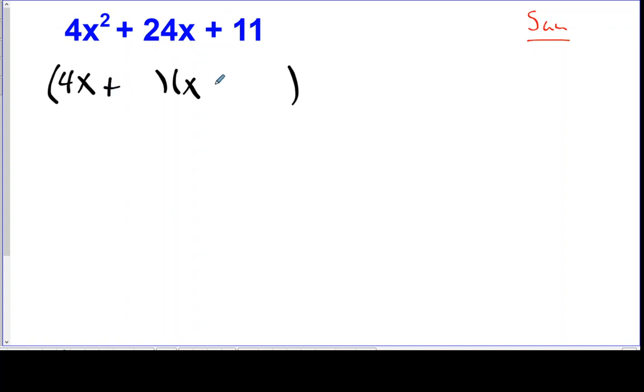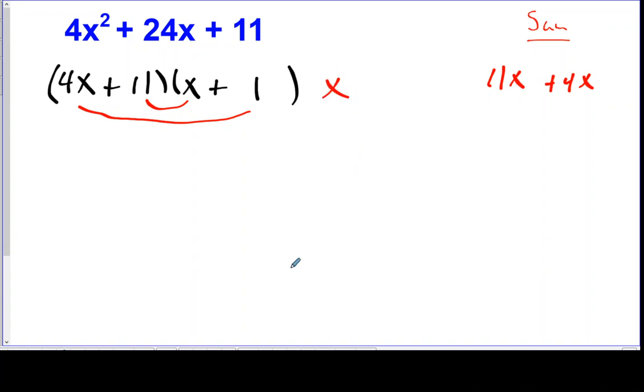That's your clue telling you that both of these have to be positive. And now just think, what are the factors of 11? Well, what if I do 11 and 1? And now if I want to check it, 11 times x is 11x. 4x times 1 is 4x, and if you look at the sum of those two terms, 11x plus 4x does not give you 24x, so we know that one's not right.